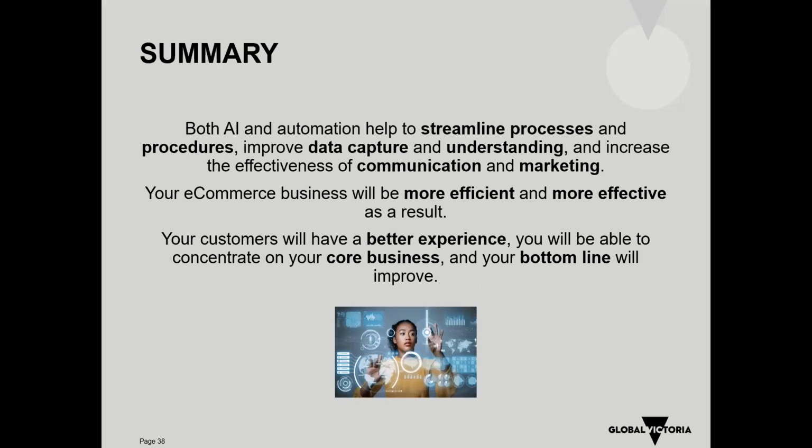So in summary, both AI and automation help to streamline processes and procedures. They improve data capture and understanding. They increase the effectiveness of communication with your customers and marketing to your customers. If you appropriately implement both artificial intelligence and automation, your business will be more efficient and effective. And as a result, your customers will have a better experience. You'll be able to concentrate on the core business, which is also the really fun stuff and the reason why you got into business in the first place, and your bottom line will improve.